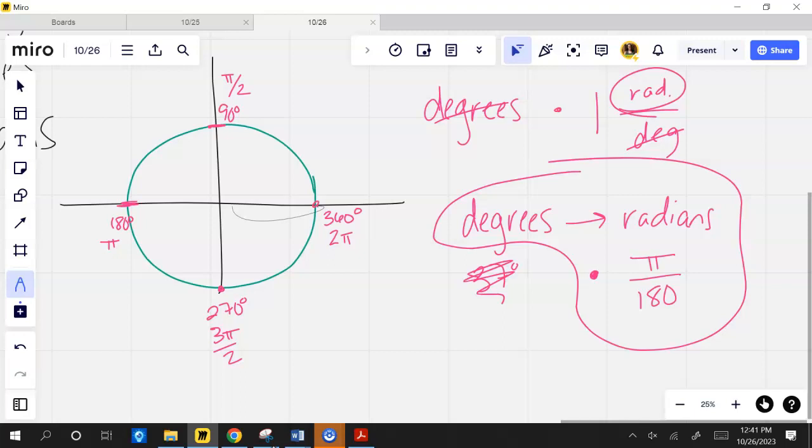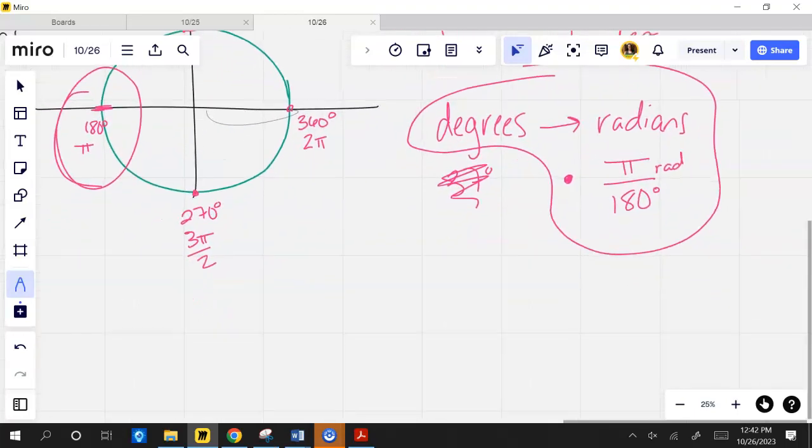Now listen. Why does this work? Why can I multiply by that and it keeps the same value? Pi radians and 180 degrees are the same value. What happens when you divide something by itself? You get 1. What happens when you multiply something by 1? It stays the same, so it keeps its same value.